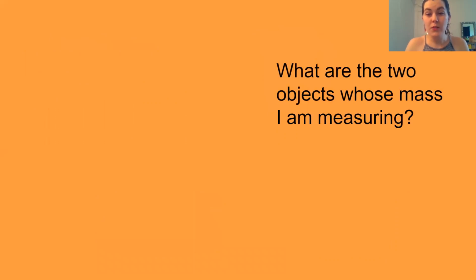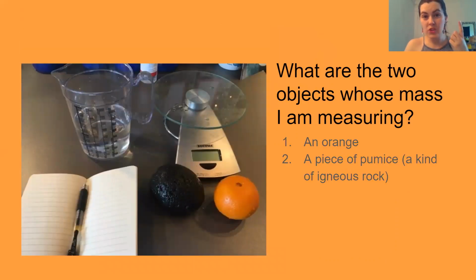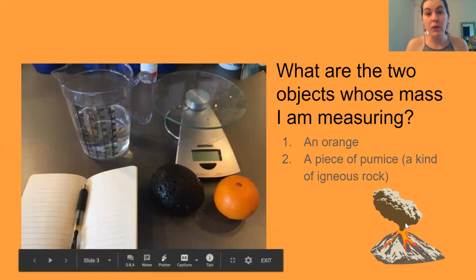What are the two objects whose mass I am measuring? The two objects that I chose were one, an orange, and two, a piece of pumice, which is a kind of igneous rock. And remember, igneous rock means that the stone or rock was made in a volcano.